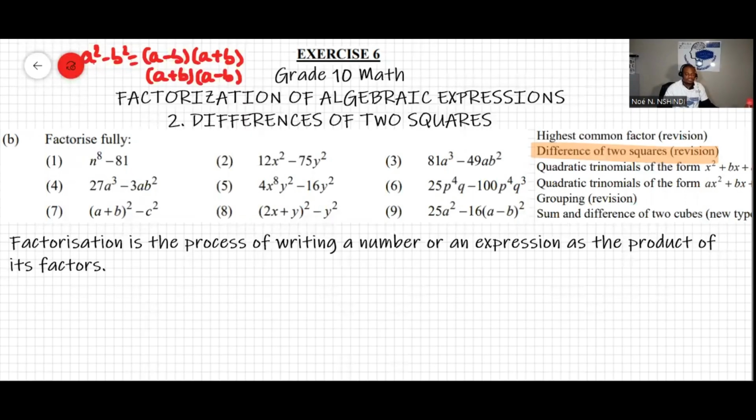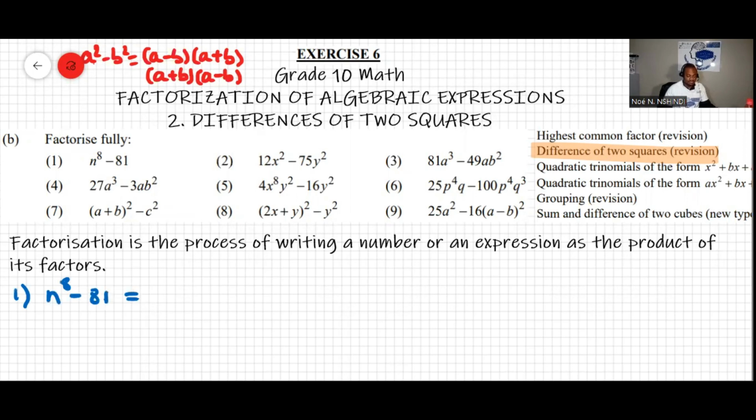Well, we have another question here. Factorize fully. Question B. We see a difference of two squares. If I start with question 1, here we have n to the power of 8 minus 81. Okay. So what can we do?